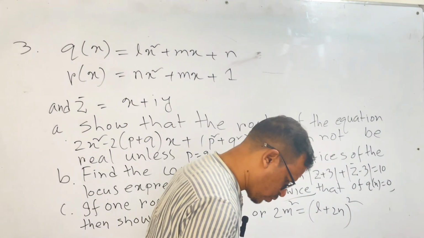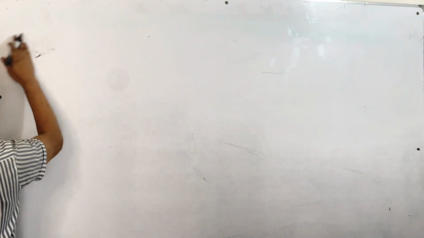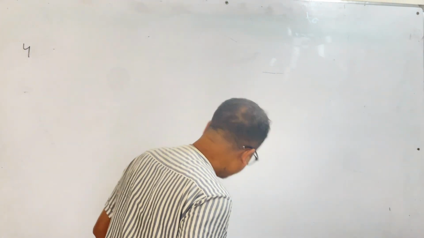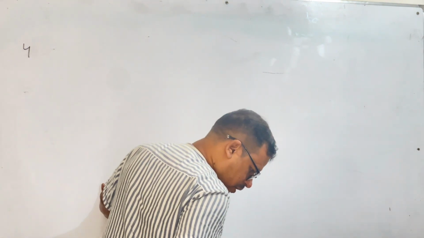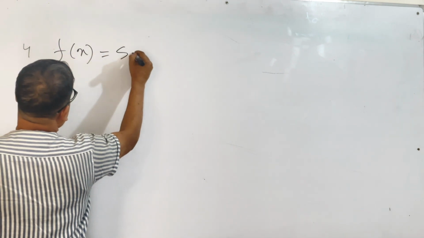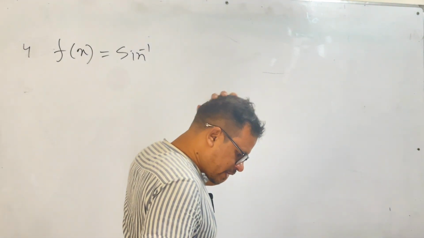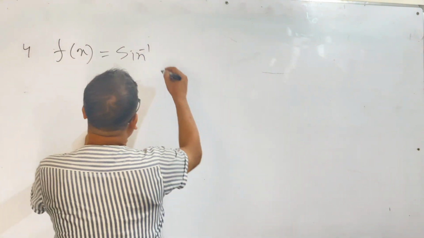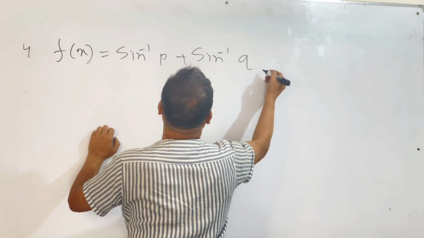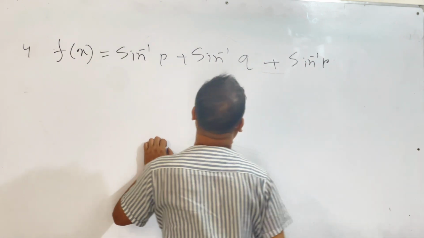Now, question number 4. What does 4 say? Fx equal to sin inverse P plus sin inverse Q plus sin inverse R. Okay.